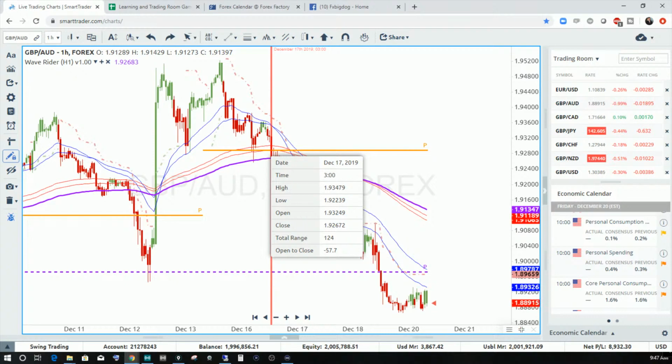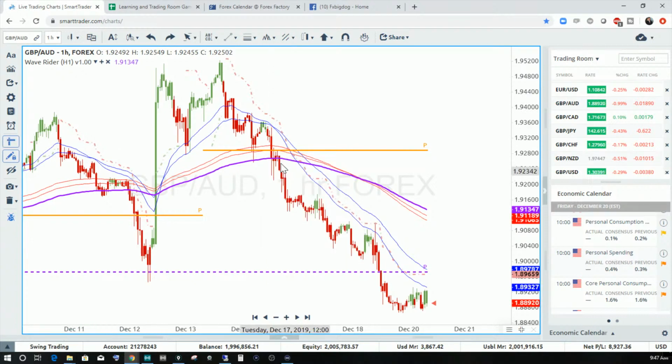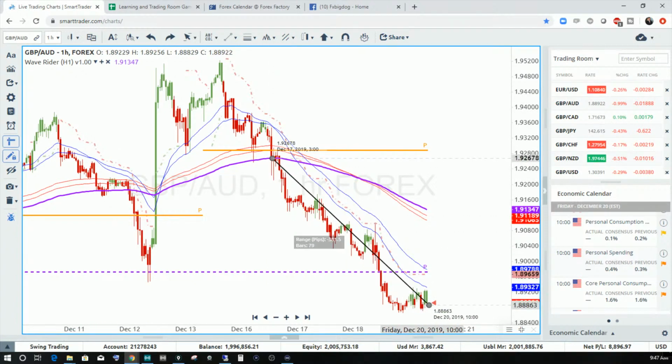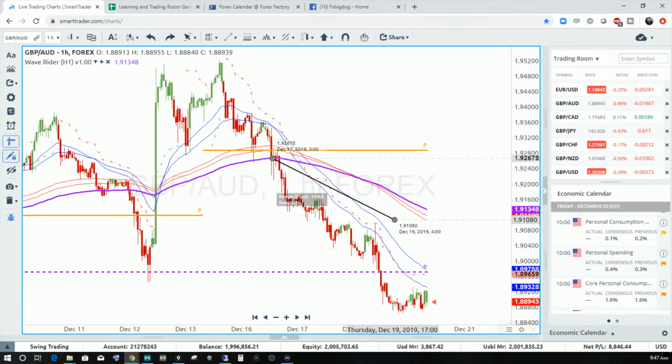At 3 o'clock in the morning Eastern Standard Time, the closing price was at 92.67, and price has gone ahead and dropped back down south, almost 400 points. So a 400 pip drop right here.